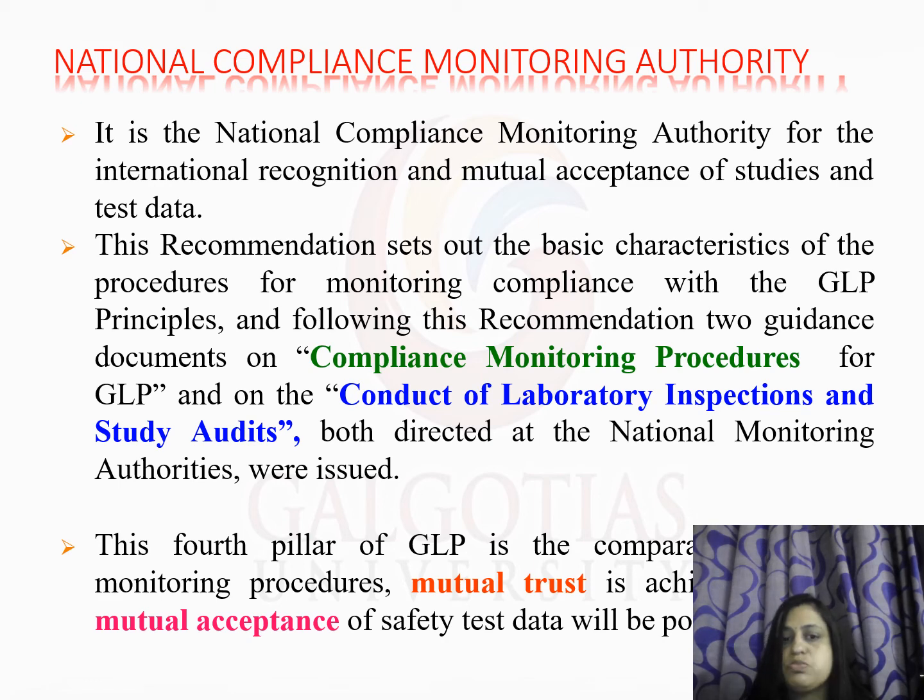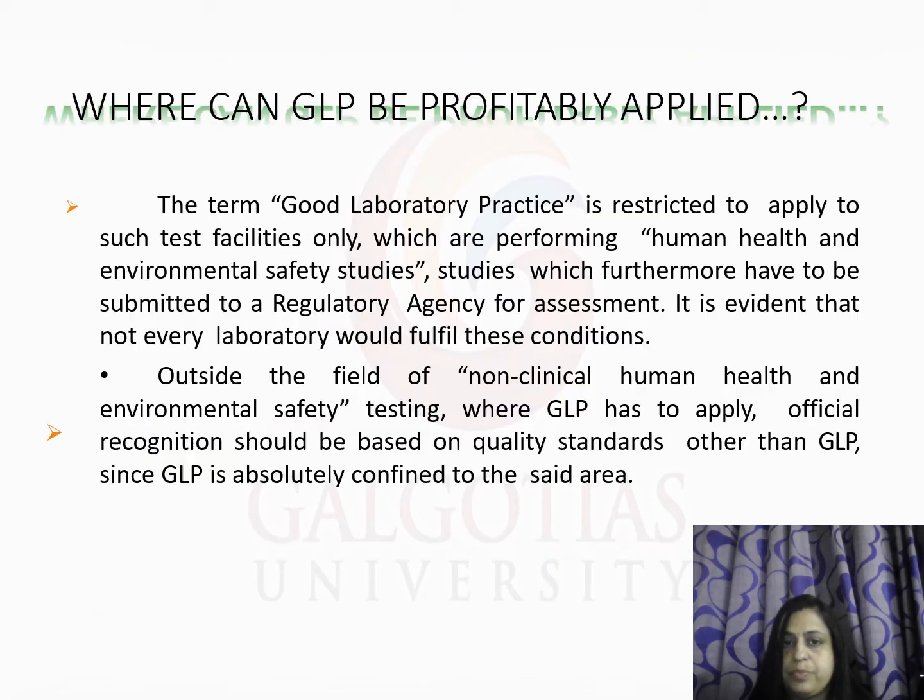The fourth pillar is mutual trust, right? That is your comparative monitoring procedure. Mutual trust is achieved through mutual acceptance of safety data. So where can GLP be profitably applied? It is restricted to such test facilities only which are performing human health and environmental safety studies, studies which furthermore have to be submitted to a regulatory agency for assessment. So only on these two things it is concerned.